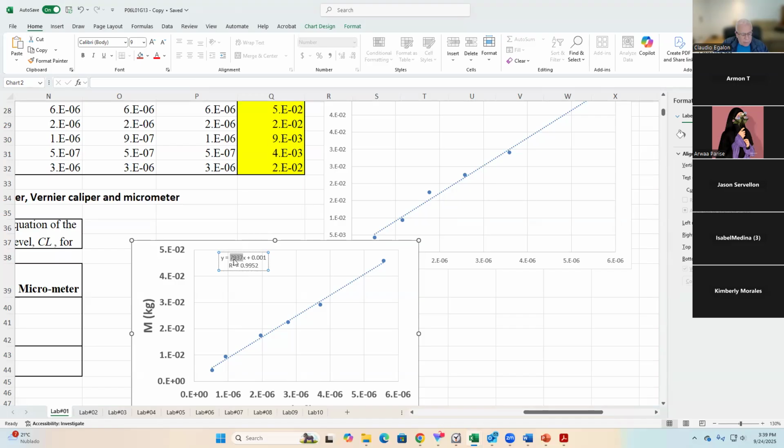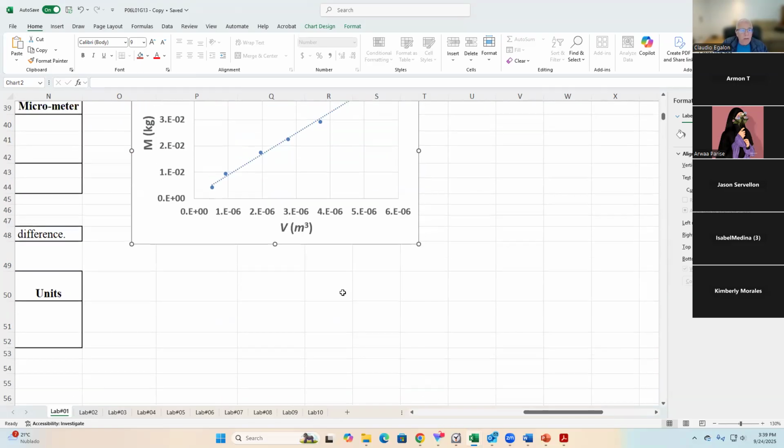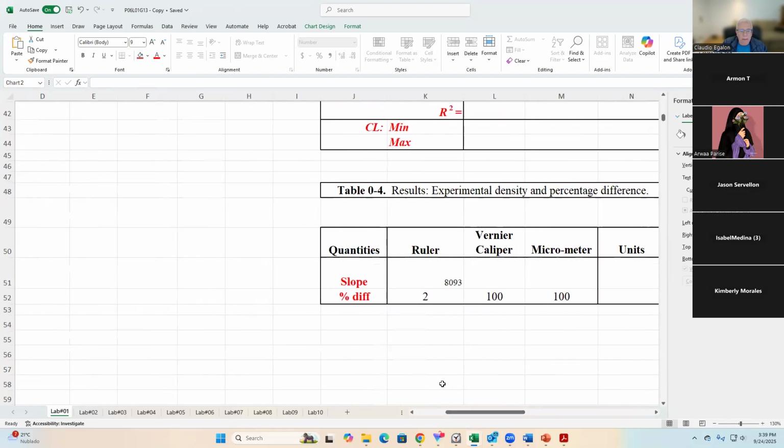Let me do the keystroke. Let's see if it copies. I did the keystroke here. If it doesn't copy, just type 79. Just type the value that you have. Here you go, 7937. Okay.